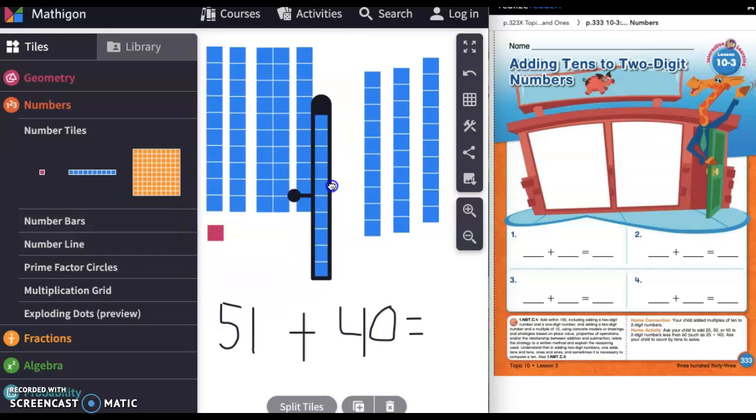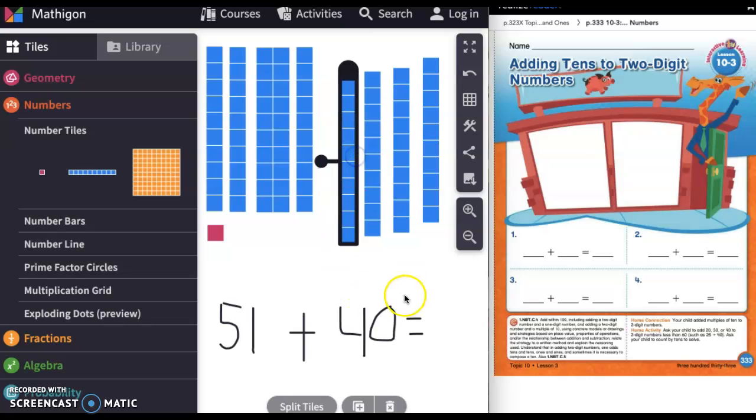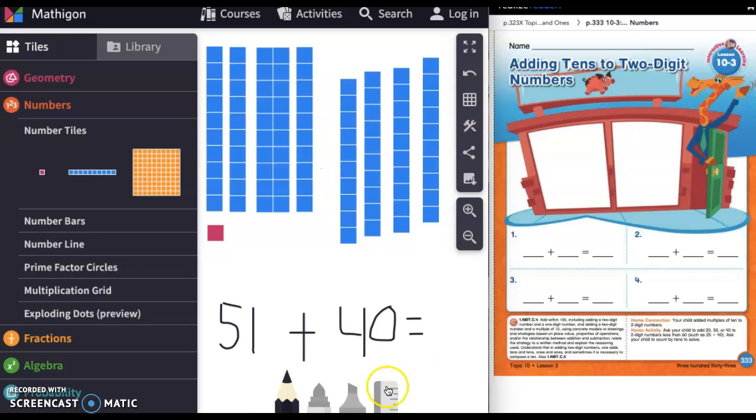Okay, what is 51 plus 40? So I have 51, 61, 71, 81, 91. So 51 plus 40 is 91. Okay, and you're going to record that over here.